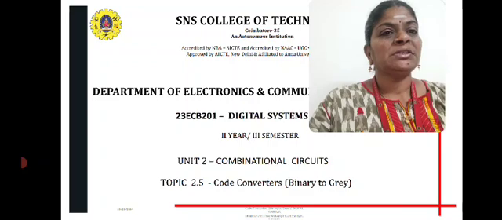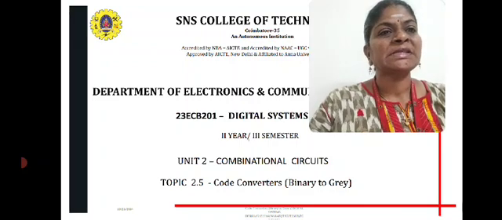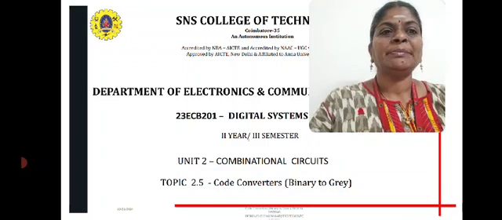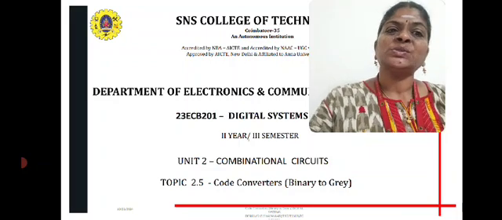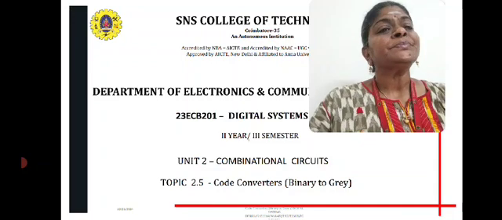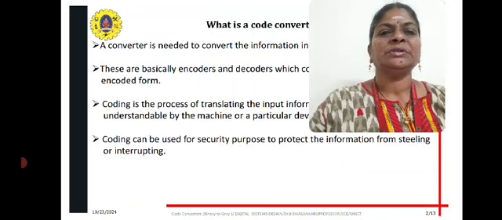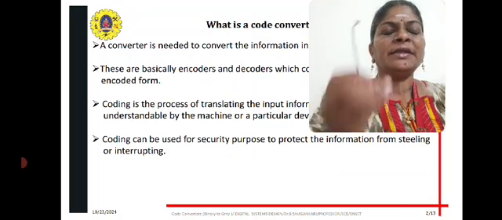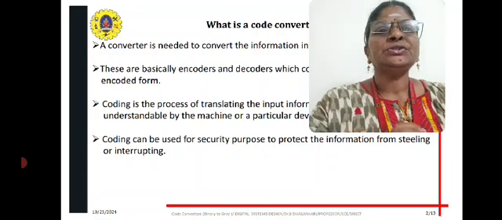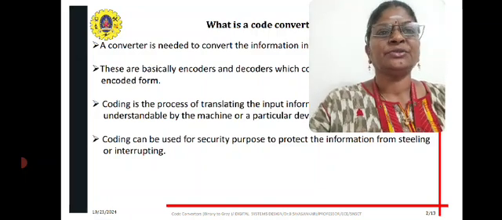As we know very well the difference between combinational and sequential: in combinational circuits your output depends on your present inputs. In sequential circuits your output depends on your present inputs as well as your previous outputs, right? So first we are going to convert binary to gray. First of all, a converter is needed to convert information. They are basically encoders and decoders.